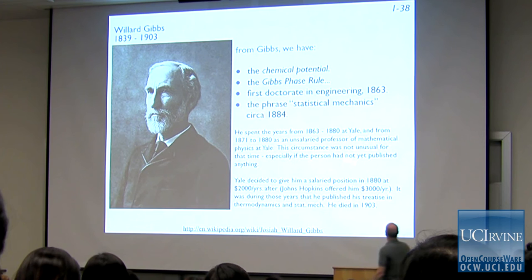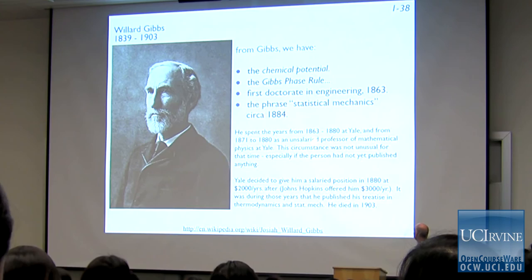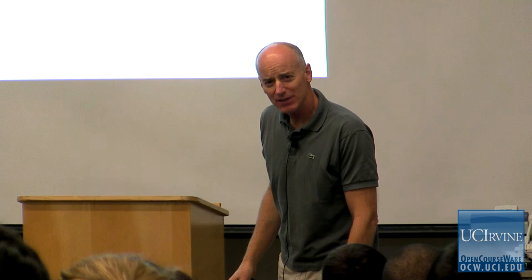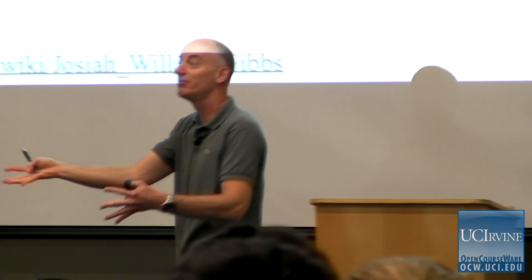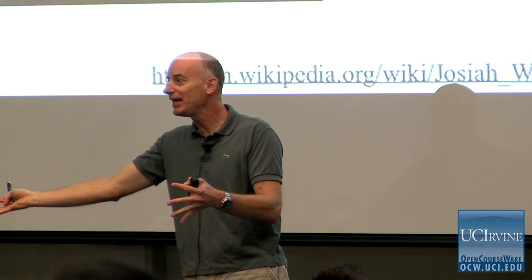Something like 1863. Stayed there, right, as an unsalaried professor of mathematical physics. Just worked there. This was not uncommon at that period of time. If you hadn't published papers, you could still get appointed as a professor. They just wouldn't pay you anything. Or you had to work your butt off, teach classes, do research, but you got paid nothing. This was not uncommon in the US and Germany at this time.